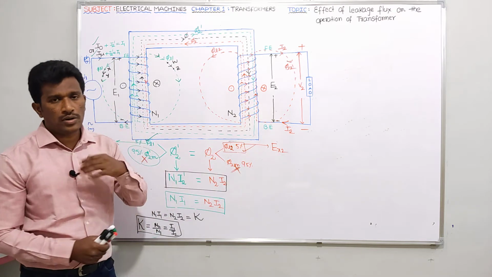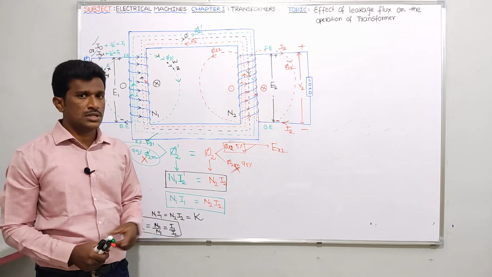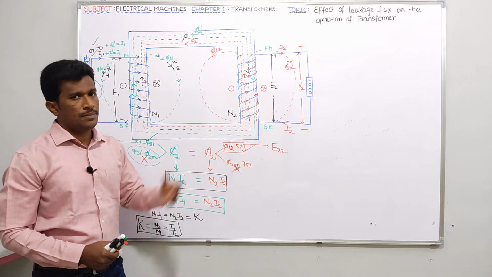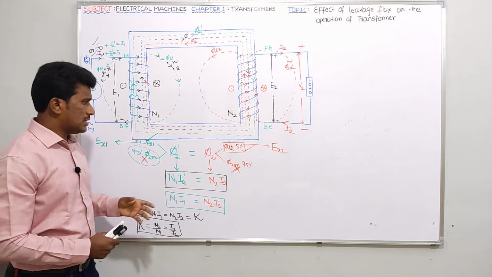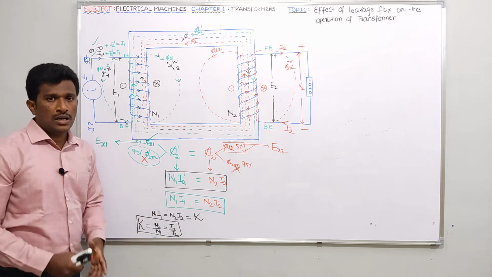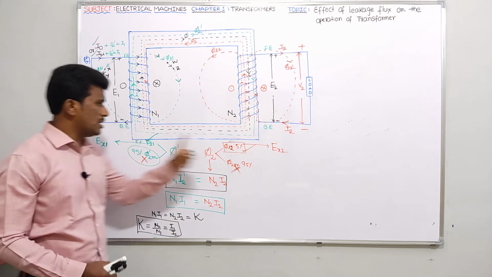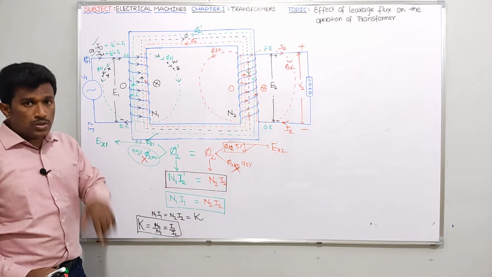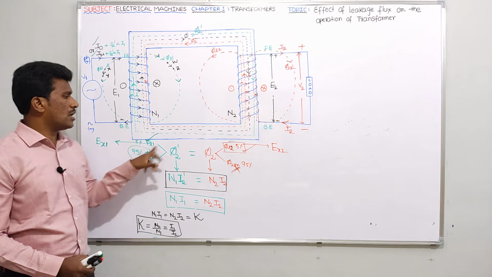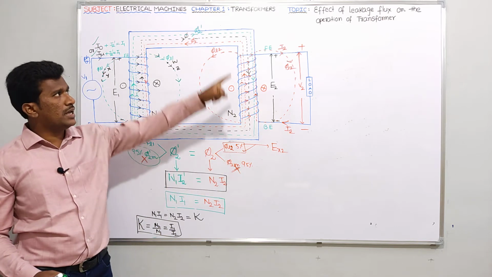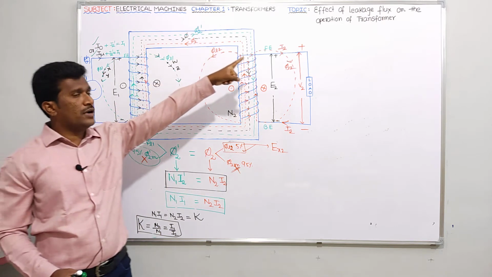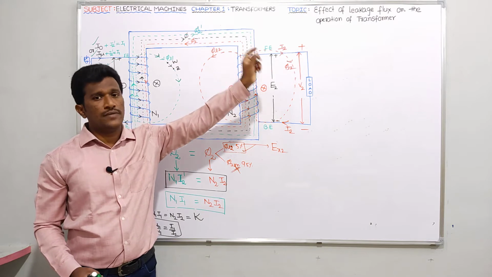So how we have to compensate this EX1, EX2 is what we are going to discuss in the present video. Let us see how we are going to compensate these useless EMFs, EX1 and EX2, which are induced due to leakage fluxes phi L1 and phi L2. That's why what is our heading here? What is our topic name? Effect of leakage flux on the operation of transformer.